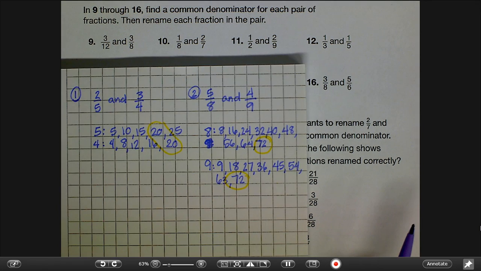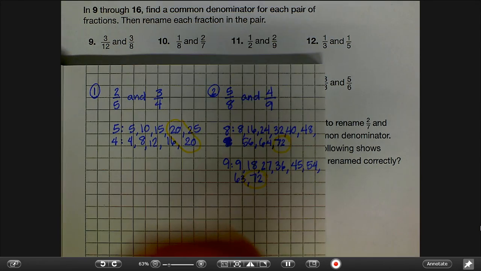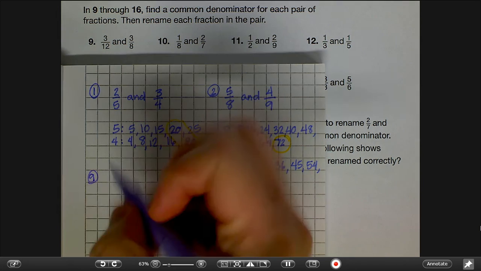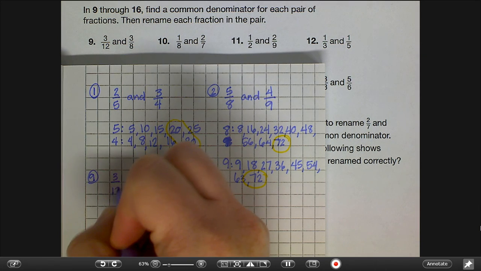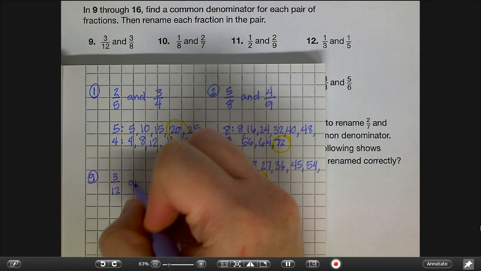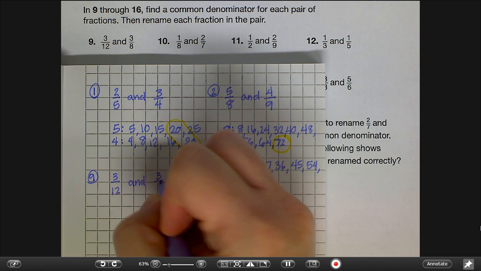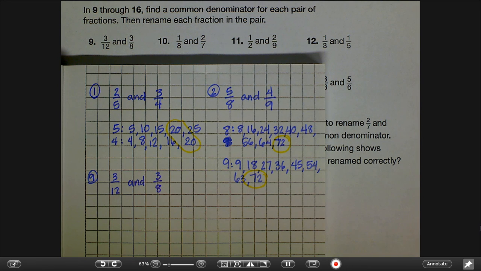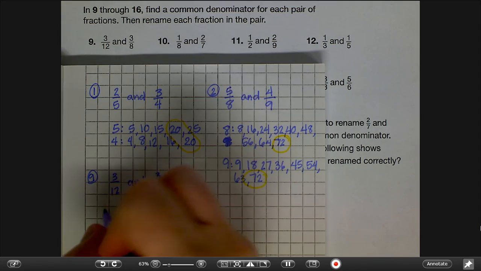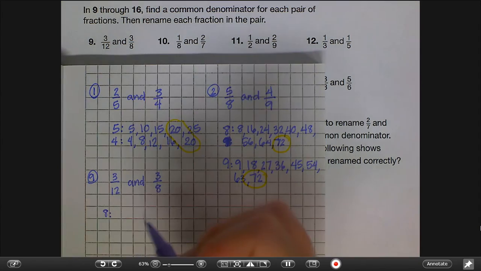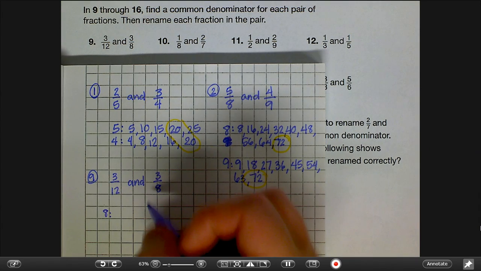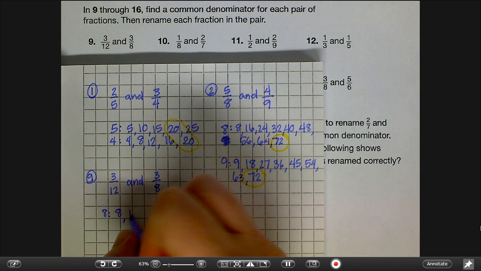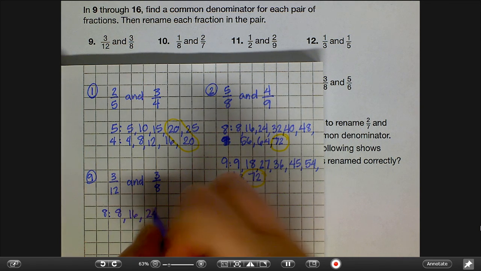So in number 9, we have 3/12 and 3/8. And I remember that the 8 and the 12 were numbers from our least common multiples worksheet as well. So I already remember the least common multiple, but I'm going to go ahead and write it out anyway so you can watch.